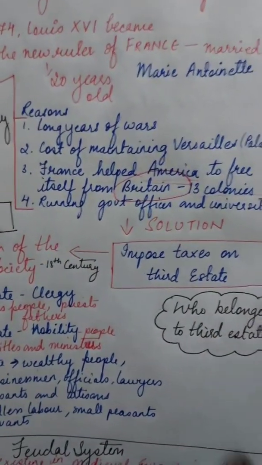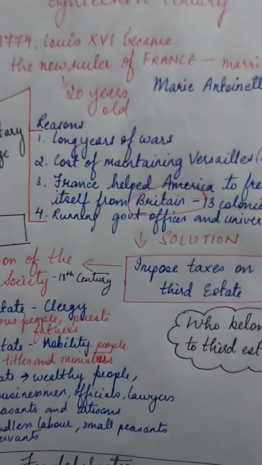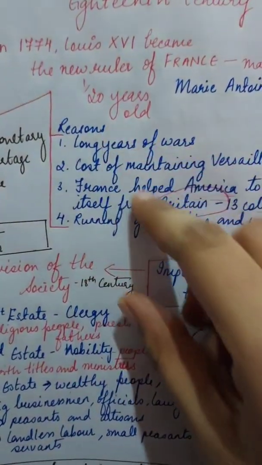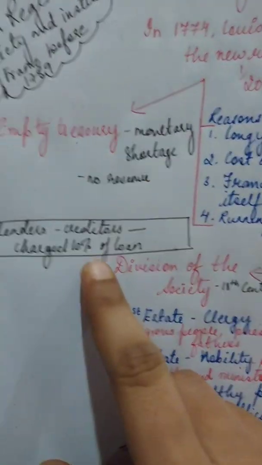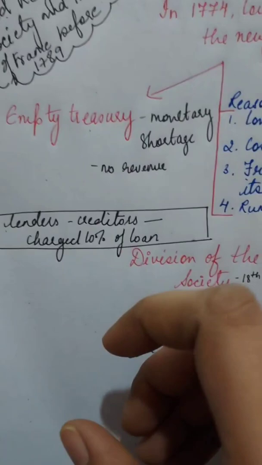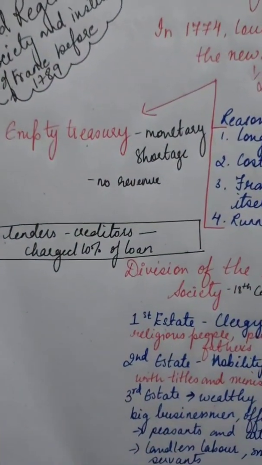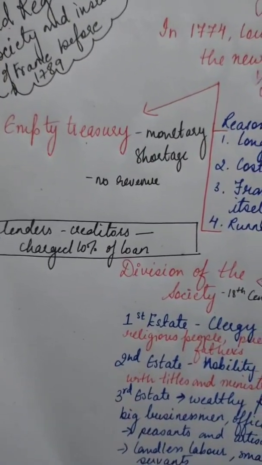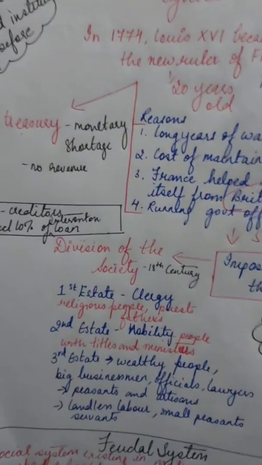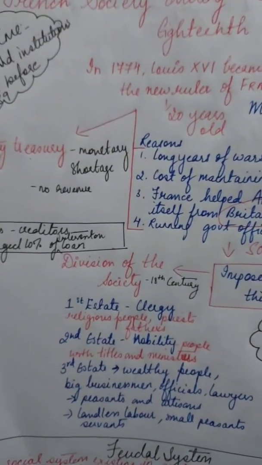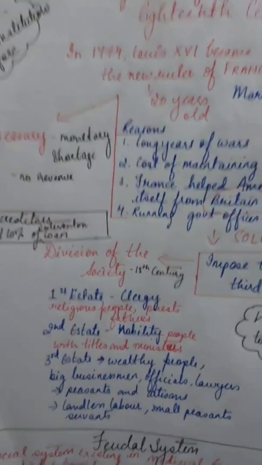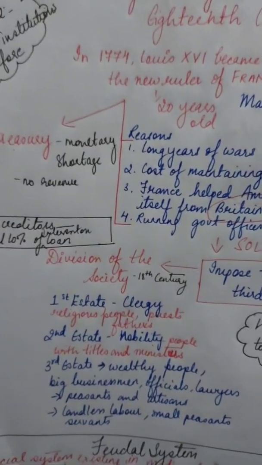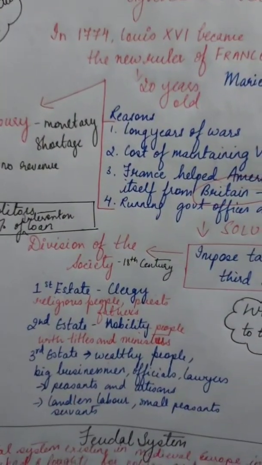Moreover, there is one more point we missed in between. There is one more thing mentioned here in the chapter: the lenders, the countries who were helping France by providing monetary help, were now charging 10% interest on the loan given. Whatever credit they were giving to France, they were imposing 10% interest on it. So France was in dire need, a very urgent need, of bringing money into the country.